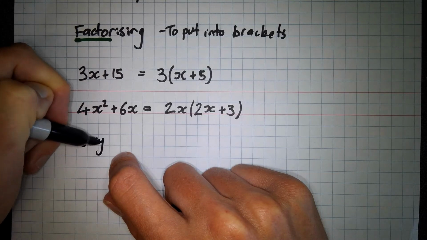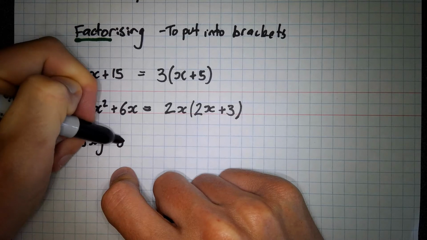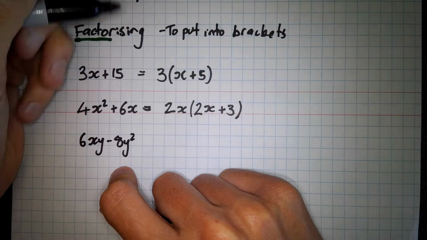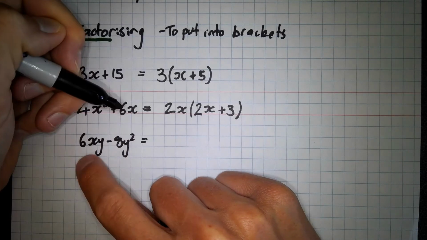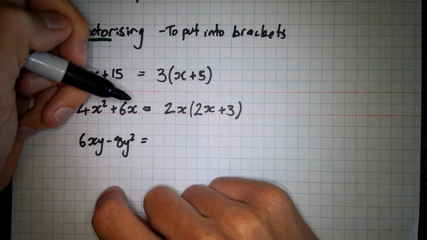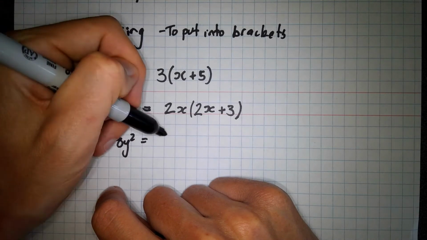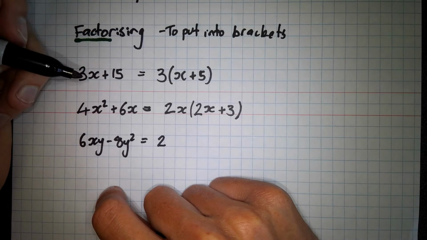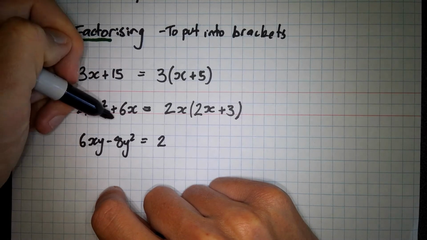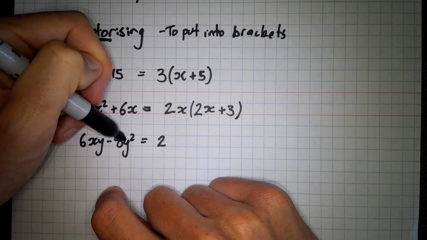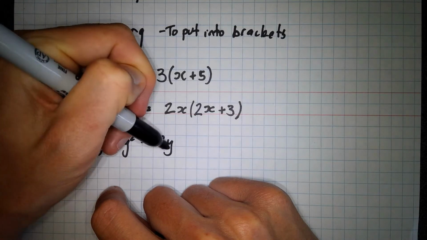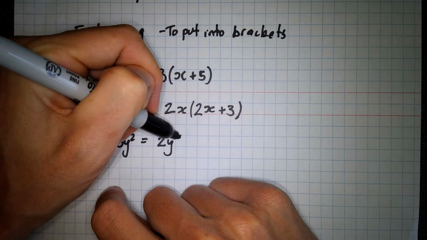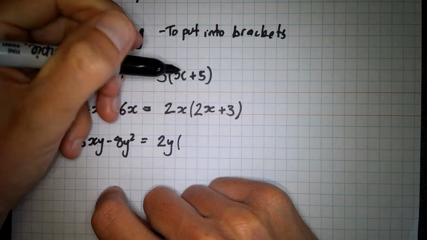And finally, an even trickier one. We've got 6xy minus 8y squared. Now we look at the coefficient, the number in front. What can both of those be divided by? Again, 2. And then we look to see if they have any letters in common. We can see here this has got a y, and this has also got a y. So let's put a y outside there.